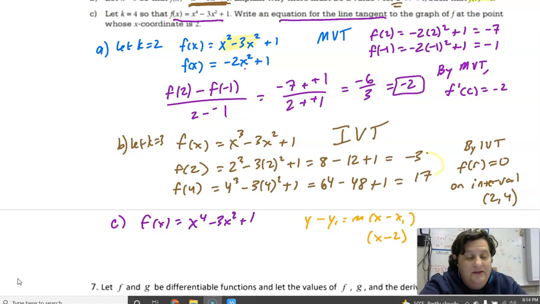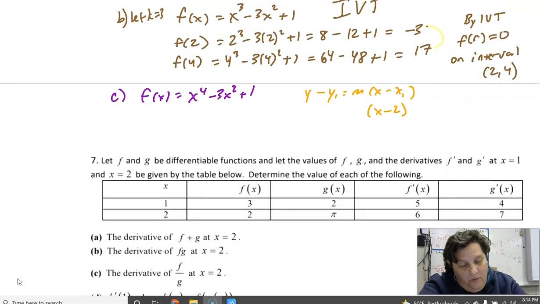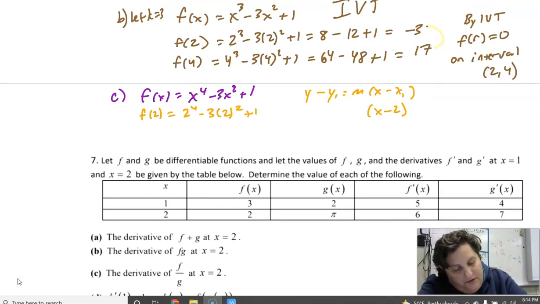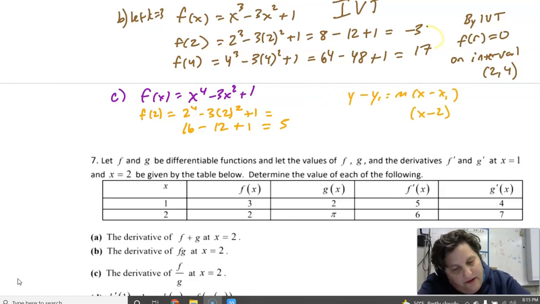So how do we find the y coordinate? Well, we find the y coordinate by just plugging it in. So 2 to the fourth minus 3 times 2 squared plus 1. That's going to give me 16 minus 12 plus 1, which is 5. All right, so y minus 5.